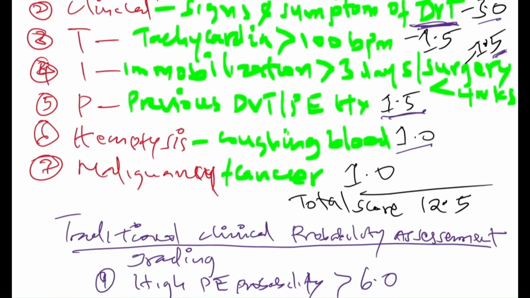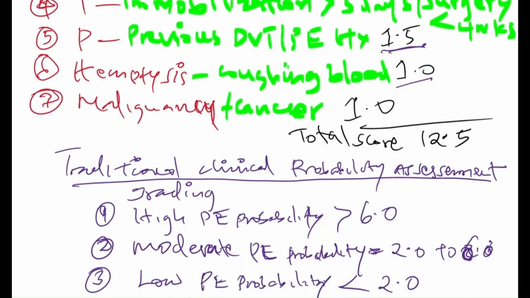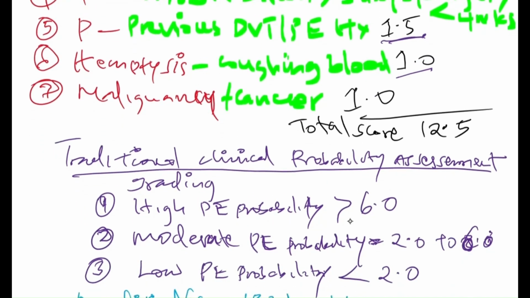Lastly, if the patient has any kind of malignancy or cancer or history of it, it doesn't matter when, we will award 1. Then the traditional score system was that if the patient has a score above 6, we will say that the patient has a high probability of pulmonary embolism. But if the patient has a score of 2 to 6, we term that patient to have a moderate probability. And if the patient has a score of less than 2, that is a low probability.